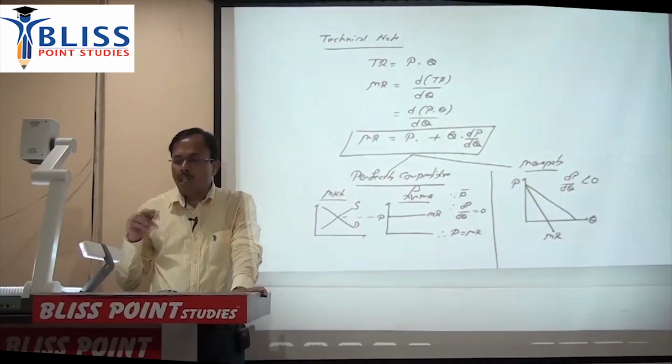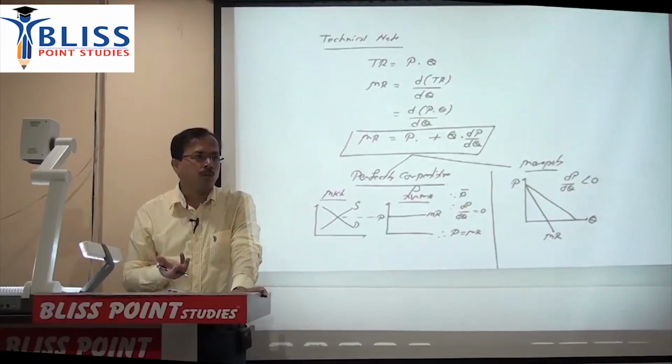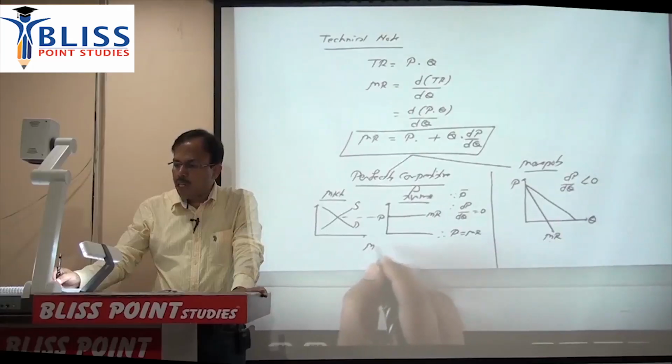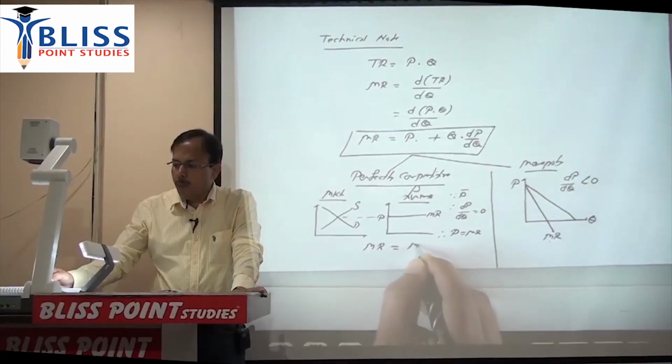Now what is the profit maximizing condition? वो तो सेम रहना है. So when you have to maximize profit, you equate marginal revenue to marginal cost.